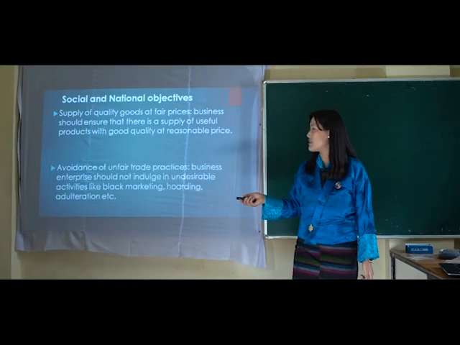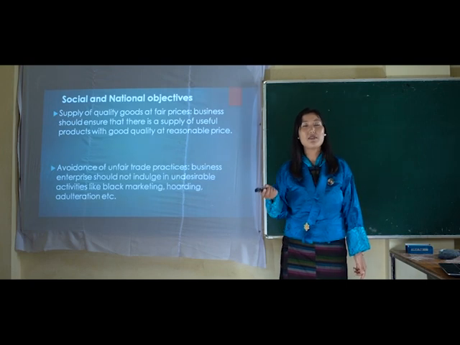And another one is adulteration. Adulteration is also an undesirable trade practice because adulteration refers to making inferior goods, meaning lowering the quality of the product. For example, if you are selling milk in the market, and you add water to the milk to increase the quantity of your product, then that is adulteration, which is a really undesirable practice in business.